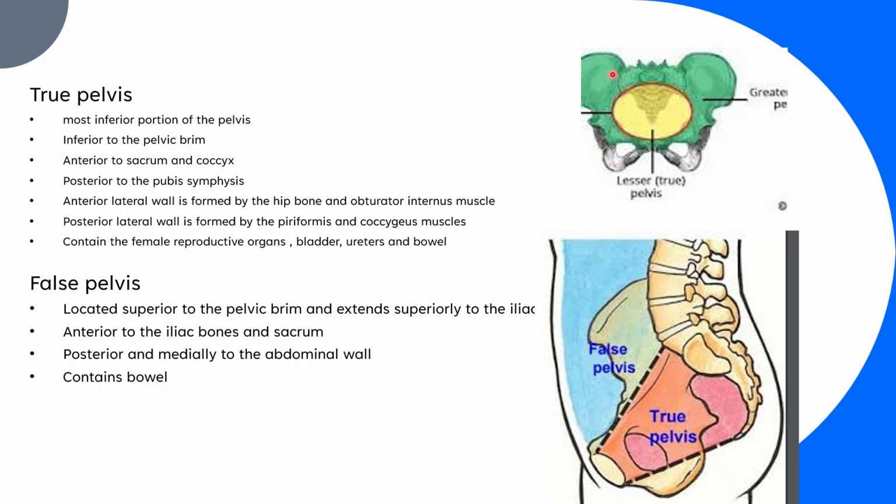So if I'm looking at this picture here, posterior we have that spine and that sacrum, and then anterior we're going to have all of those pelvic muscles here. So it is going to sit posterior and kind of medially to all of those abdominal wall muscles. Now the false pelvis really doesn't contain any major organs. It really is just home of the bowel, and don't forget that appendix that sits within the bowel. So that is our true and false pelvis.